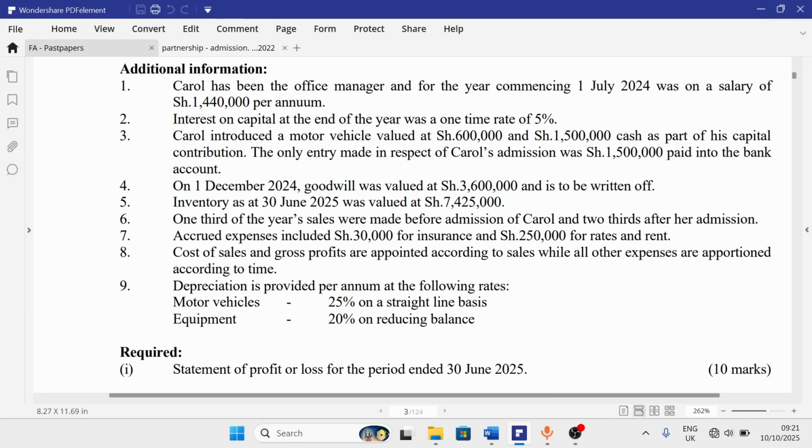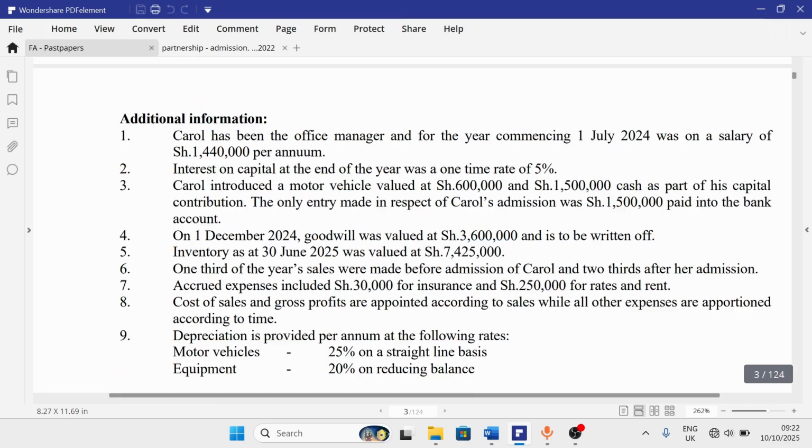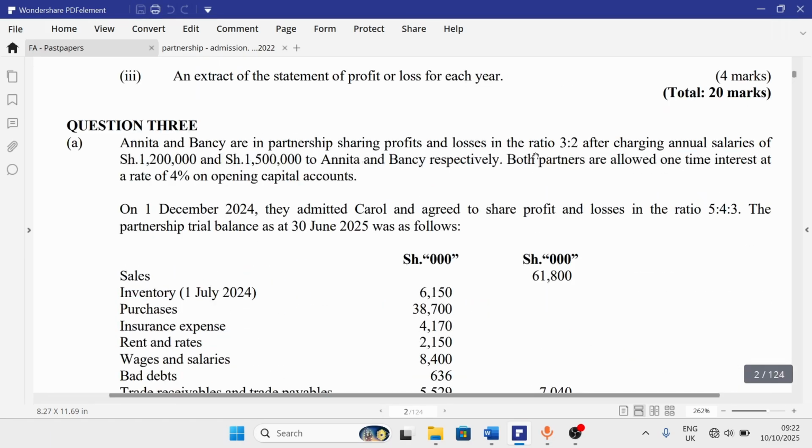Number 1, you are told that Carol has been the office manager, and for the year commencing 1st July 2024 was on a salary of 1,440,000 per annum. And then number 2, interest on capital at the end of the year was a one-time rate of 5%. So at the end of the year, the interest rate has changed. So this is 5%, but at the top, we were given a different rate.